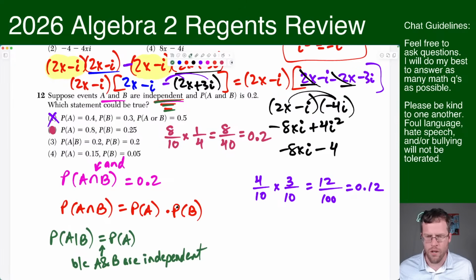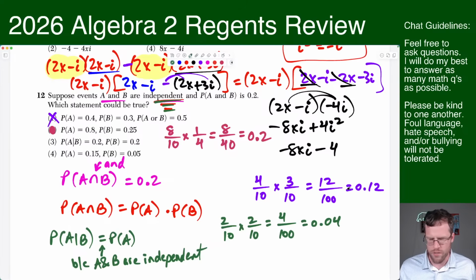Okay, so once we know this is true, then if this is not only the probability of A given B, this is also the probability of A, then I could use that same approach and just multiply these two and say, all right, 2/10 times 2/10 is equal to 4 hundredths, which is 0.04. Okay, so that's why this one here is no good. The probabilities are not matching. And then here, when I multiply, once again, I'm not getting 0.2. So that's why this is out. Definitely choice 2. All right.